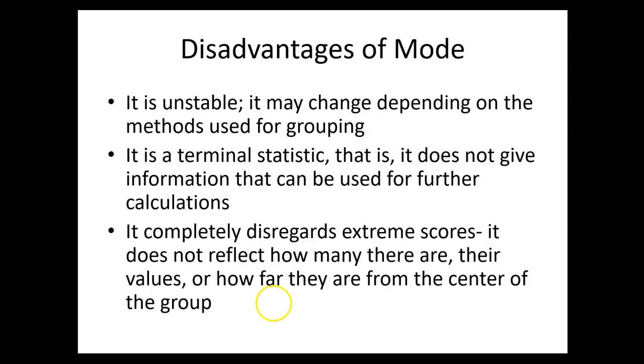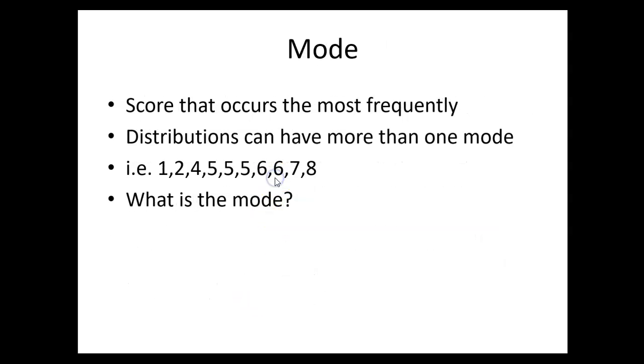It does not reflect how many there are, their values, or how far they are from the center of the group. So if I went back to here, if we had the numbers 37, 58, and 92, our mode would still be 5. So it's disregarding extreme scores.